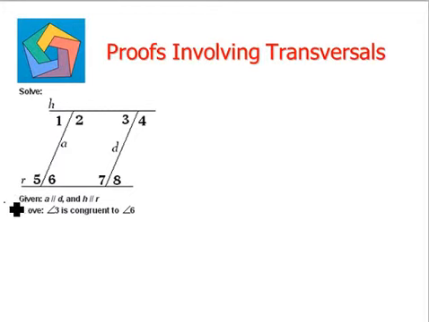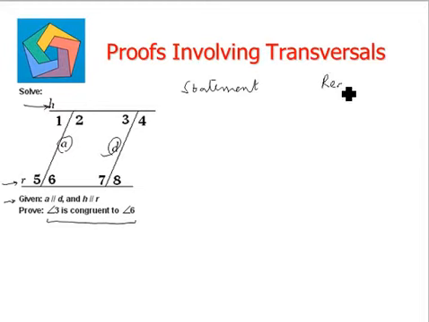Given A is parallel to D, that is these two lines are parallel to each other, and H is parallel to R, that is the horizontal lines. Now we have to prove that angle 3 is congruent to angle 6. Our method to do that is to write the statement and the reason, that is the statement and the reason table.